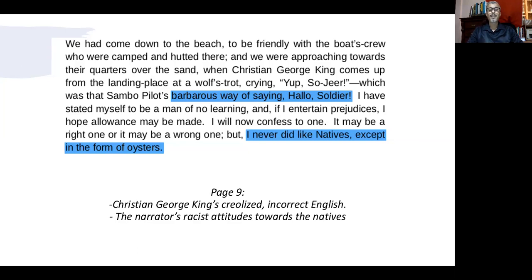Wolf strut, like describing him like a wolf, like an animal here, right? This is kind of dehumanizing him, turning him into an inhuman creature, or an animal.